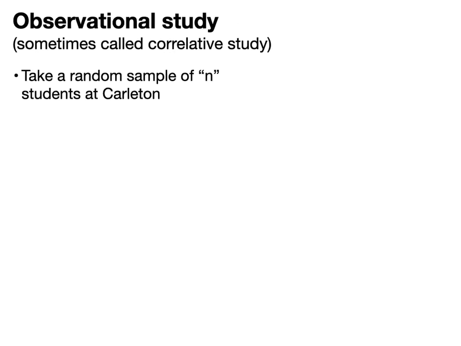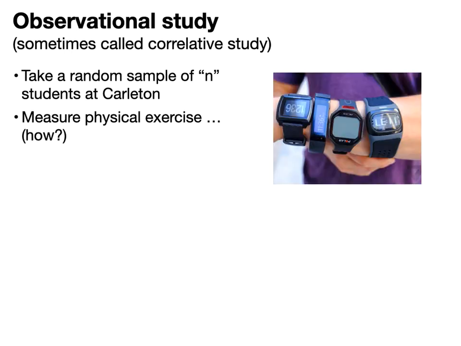Okay, so let's pretend we want to run this observational study of this question. And let's say we're going to begin with a random sample of N students from Carleton. And this is an observational study. Our independent variable here is their physical exercise. So we need to measure that independent variable. And you could think about possible ways you could do that.